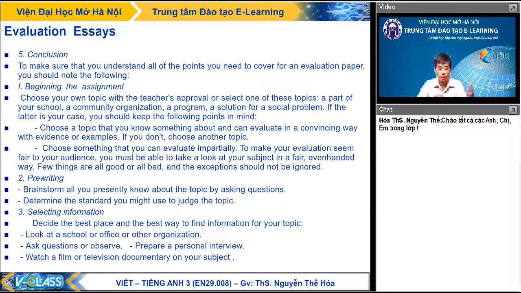And in order to write an essay well, I can give you some very short pieces of advice. Study well before you write. Especially in the pre-writing stage, try to brainstorm all the things that you know on one topic by asking questions. And then you have to determine the standard you might use to judge the topic. And also, it is important for you to select information.